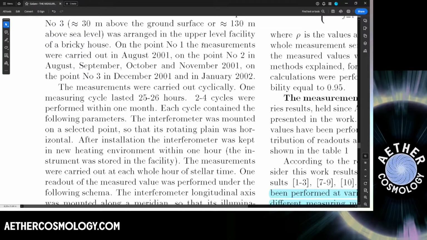One measuring cycle lasted 25 to 26 hours. 2 to 4 cycles were performed within 1 month. Each cycle contained the following parameters. The interferometer was mounted on a selected point so that its rotating plane was horizontal. After installation, the interferometer was kept in the new heating environment within 1 hour.